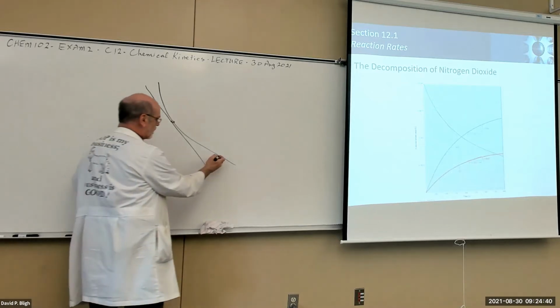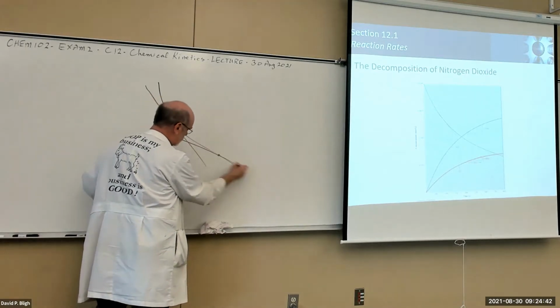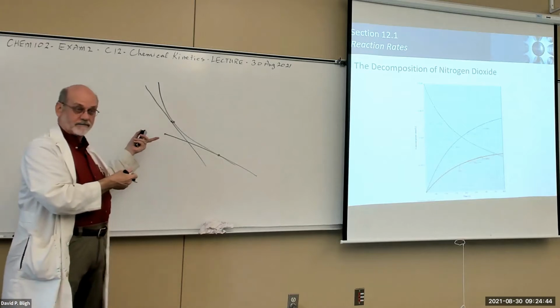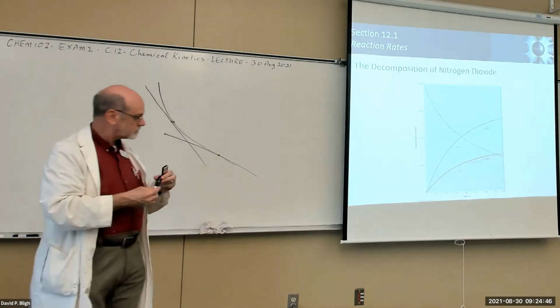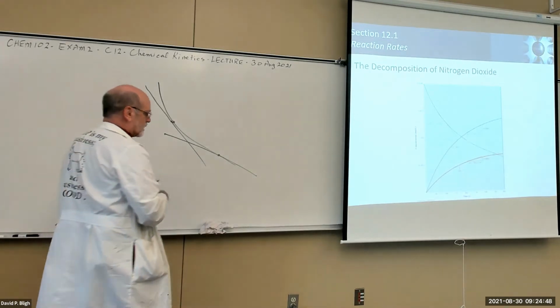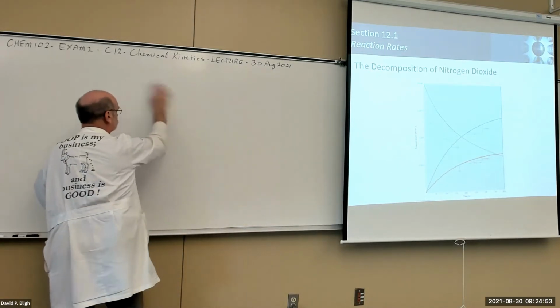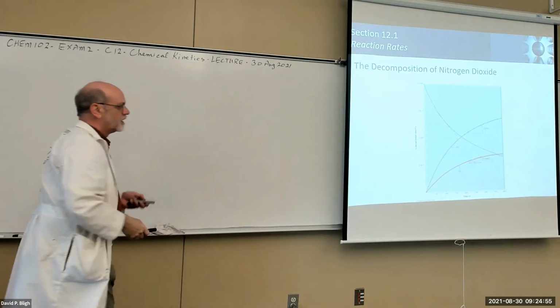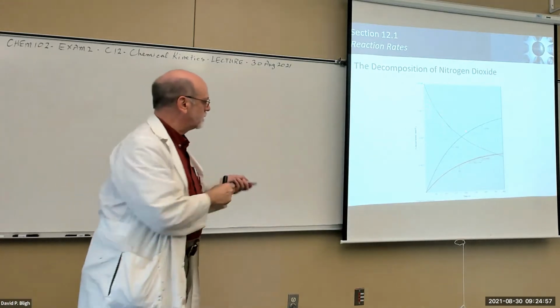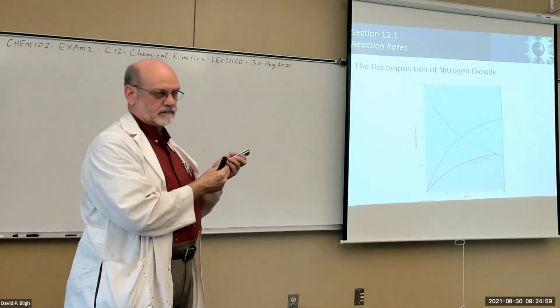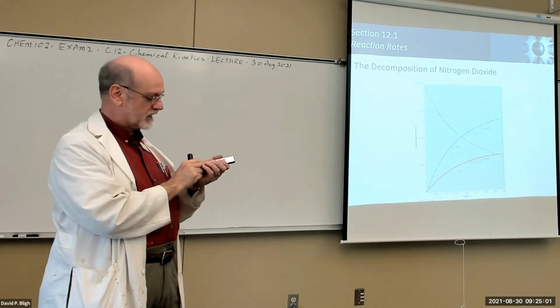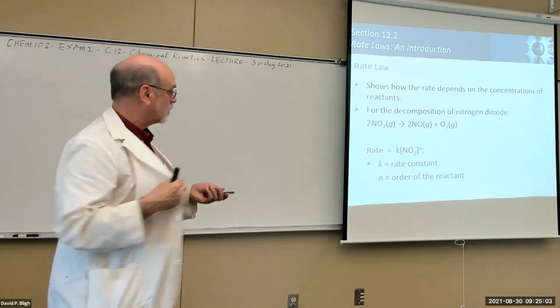What would it be down here? Well, it would be a different slope, correct? So at any one point in that curve, for the disappearance of NO2, the rate's going to be different. So it depends on where you measure as to what the rate is.